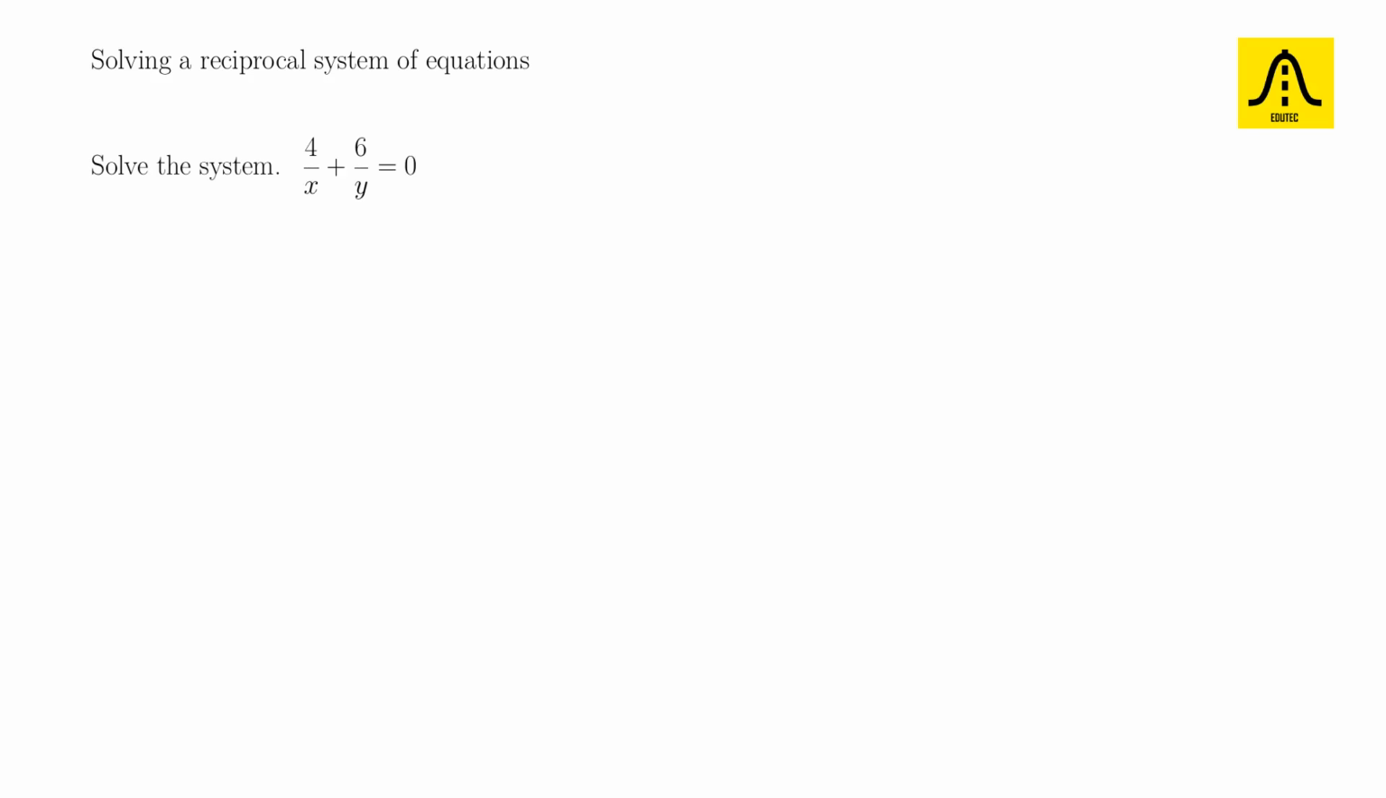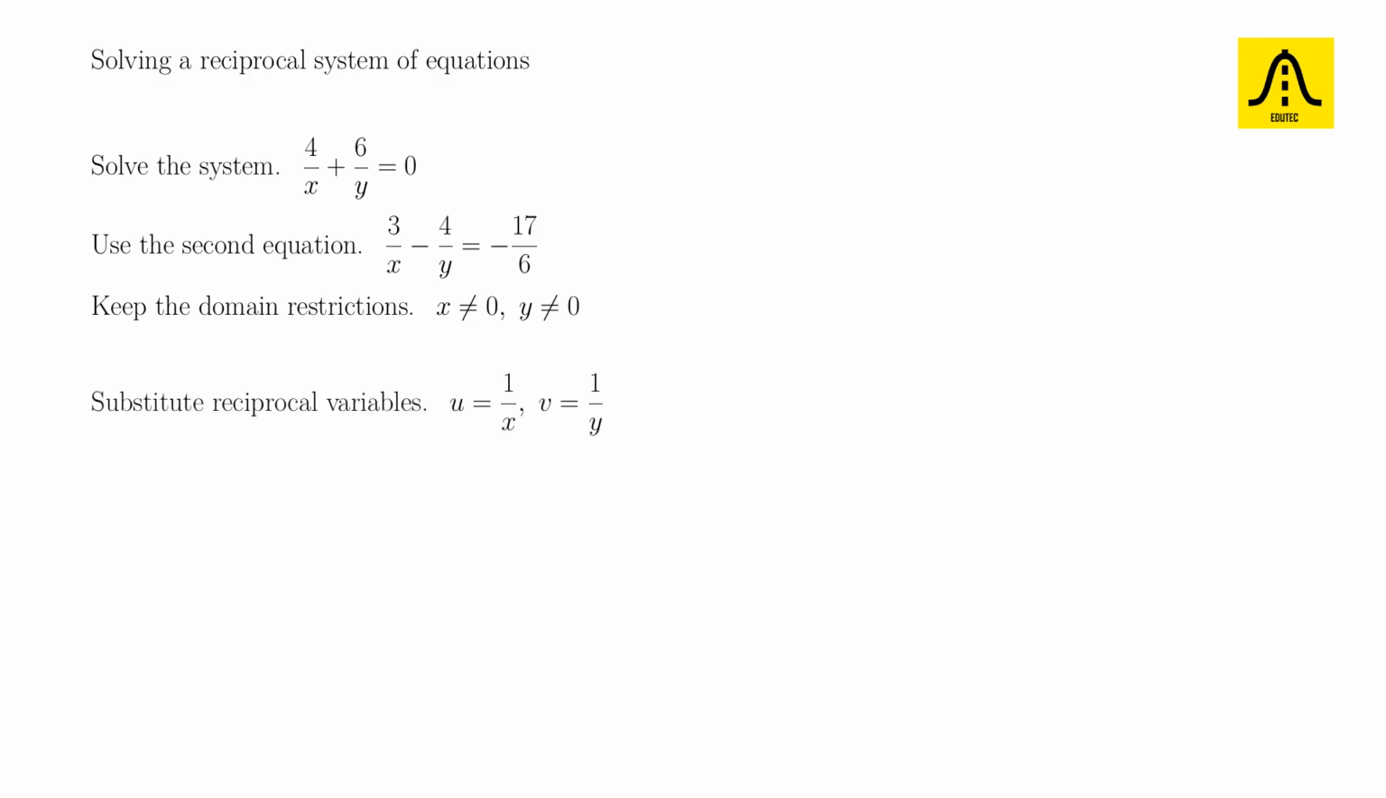We start with the first equation of the system. Here is the second equation. Since both equations contain reciprocals, substitution will help. Before changing anything, keep the original restrictions. The denominators mean x and y cannot be 0.